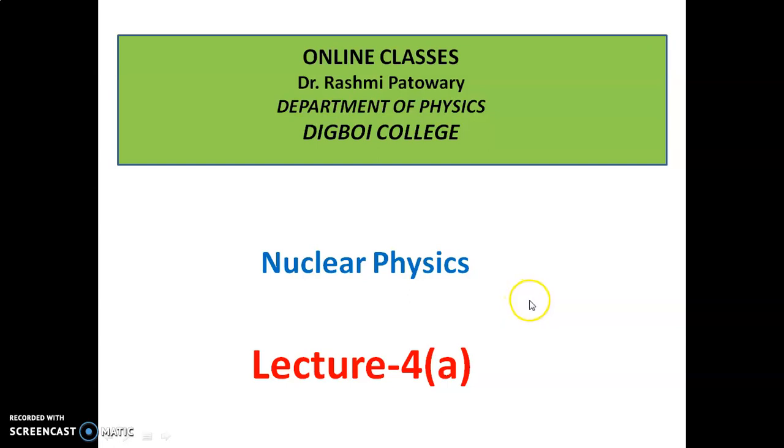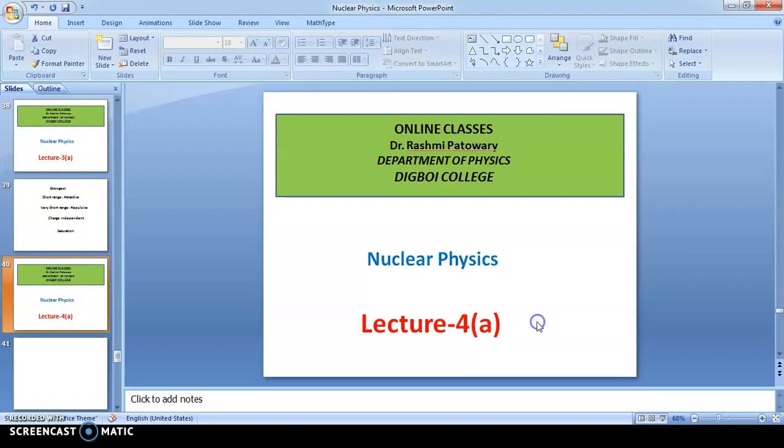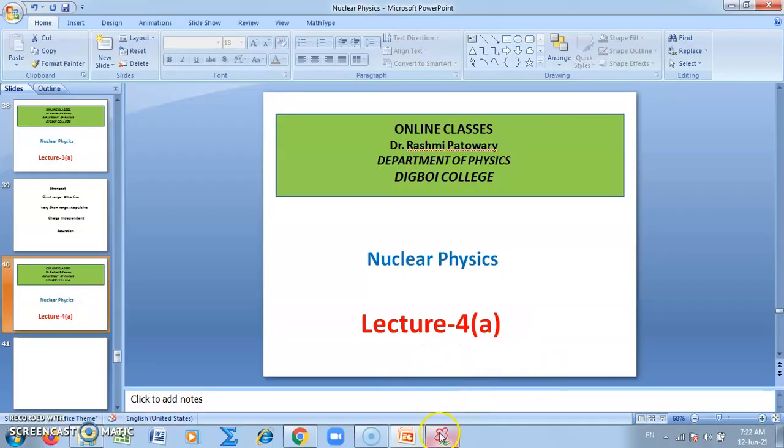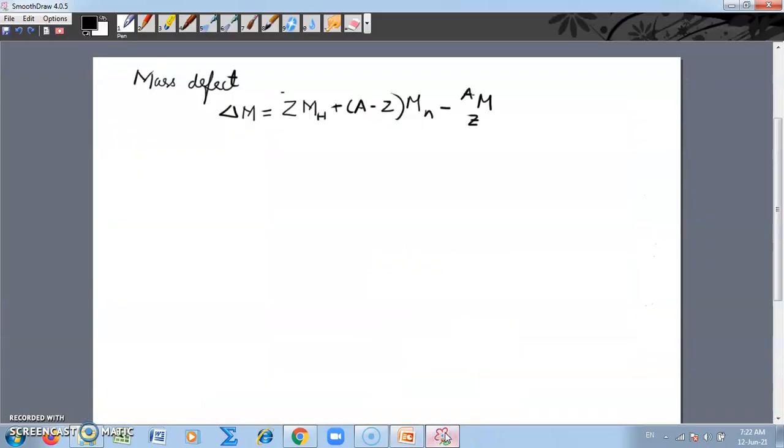Students, welcome to the fourth class of nuclear physics. We have been doing mass defect in our last class. So let's start from the point where we stopped in our last class.